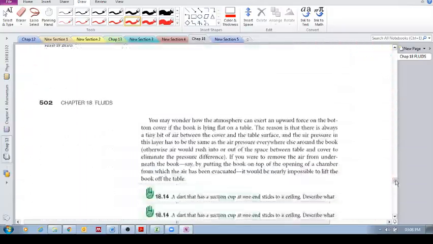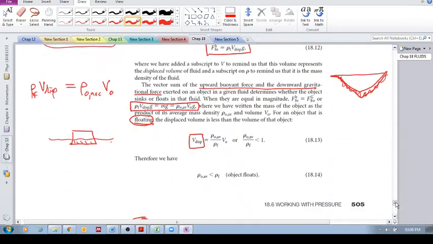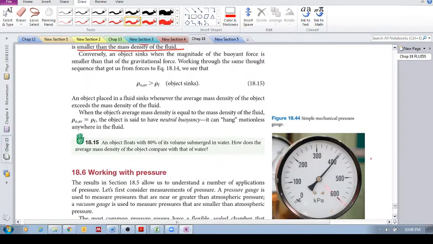By the way, you can always shoot me an email as well. Okay, where were we? Were we here? Okay, then what about sinking?